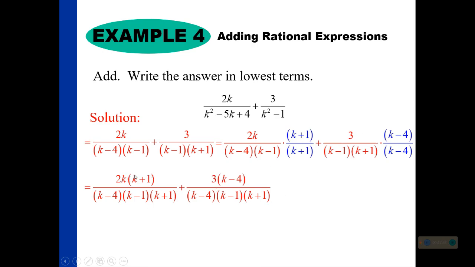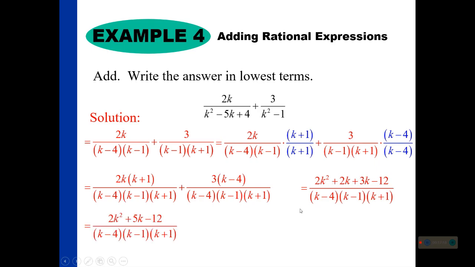Then, using the distributive property here, you will obtain 2k squared plus 2k times 1 is 2k, plus 3 times k is 3k, and 3 times negative 4 is negative 12. Then you are going to simplify because we have like terms here. So you will obtain 2k squared plus 5k minus 12.